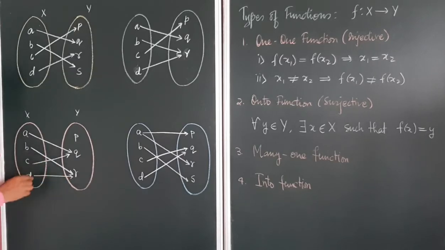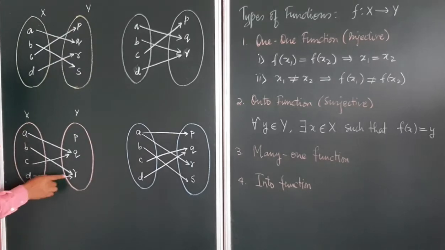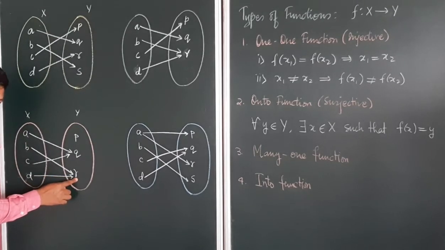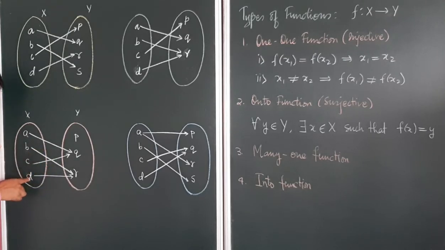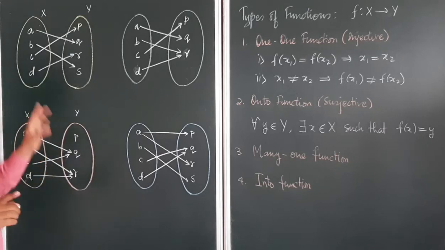So this is also a function, but here we see that B and D both have the same image, and that image is R. But for a function to be one-one, the images should be different. Although this is a function, the images of b and d are not different, they are the same here. So that's why this is not one-one. The earlier one is the one-one function or injective function.